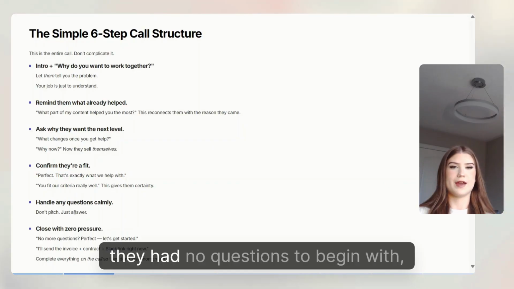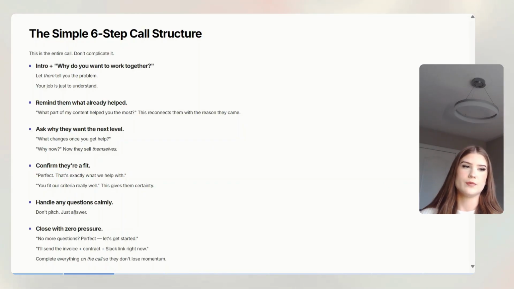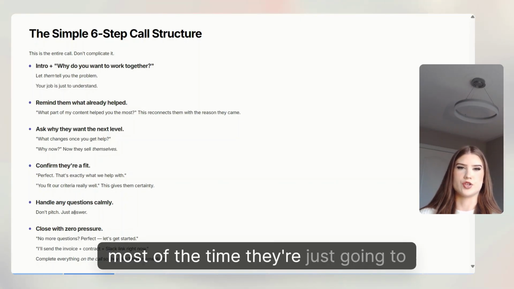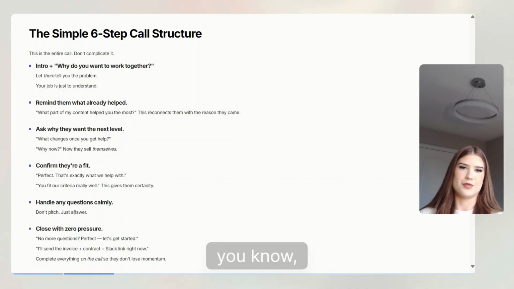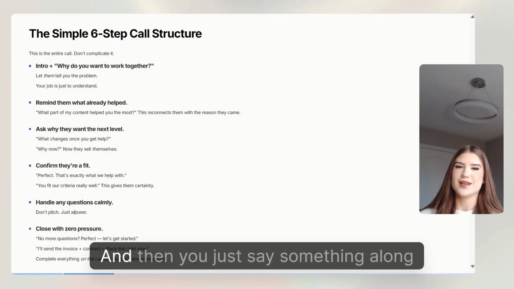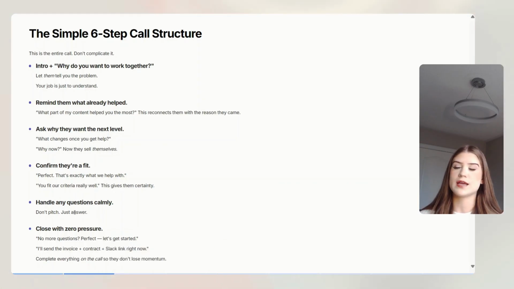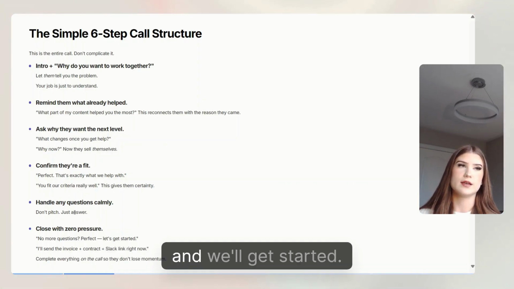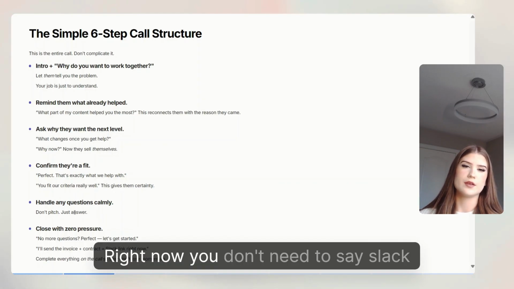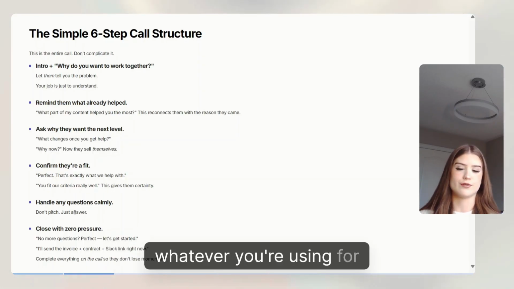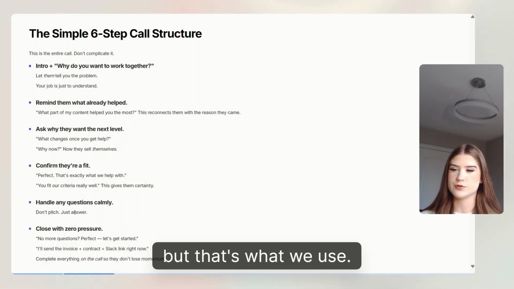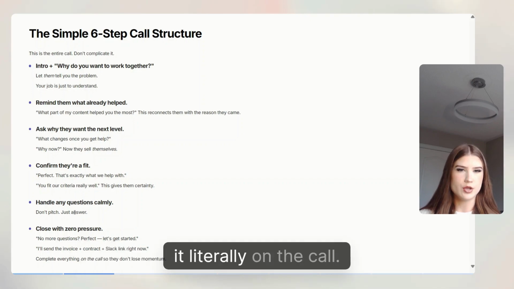If they have no more questions, or if they had no questions to begin with, just be like, "Okay, perfect. Are you ready to get started?" And then most of the time, they're just going to be like, "Yeah," because they hopped on the call with you, they're ready to get started. And then you just say something along the lines of, "I'll send you over the invoice and the contract, and I'll send you over the Slack link, and we'll get started right now." You don't need to say Slack link, whatever you're using for communications, but that's what we use. And you just send over that, and then do it literally on the call.